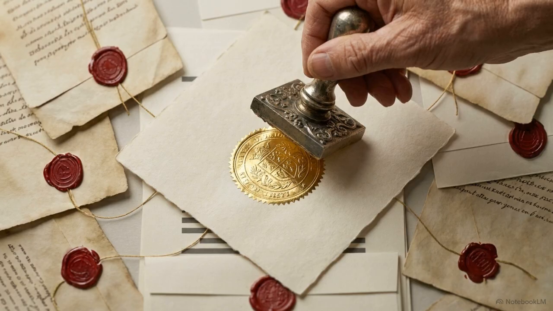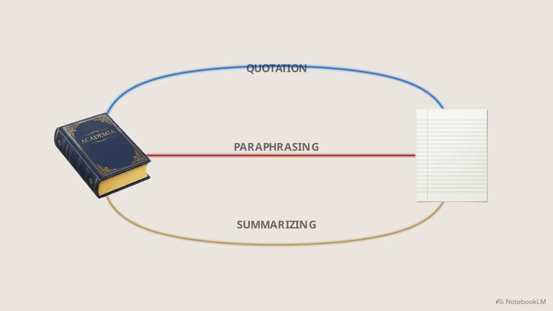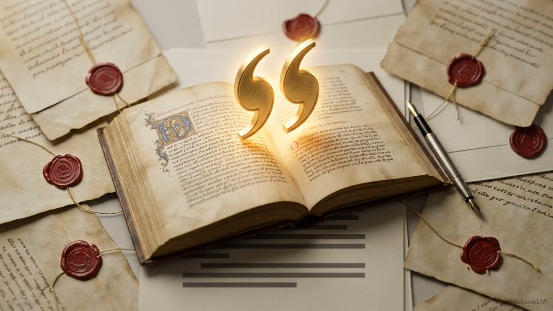Mastering these reference mechanics gives your writing immediate credibility. It shows your audience exactly whose research you are relying on and keeps your academic conversation entirely transparent. There are 3 specific pathways you can take to physically pull an expert's evidence into your own writing. The first pathway is quotation.